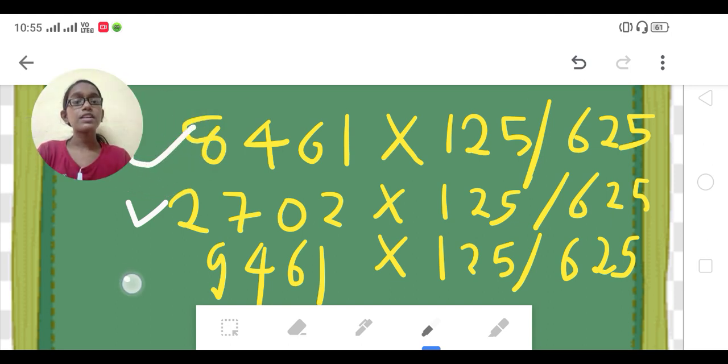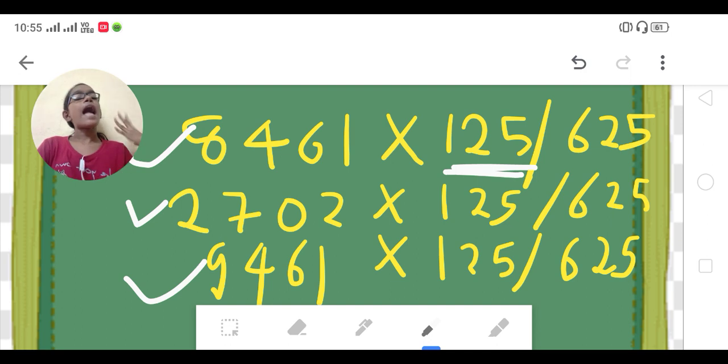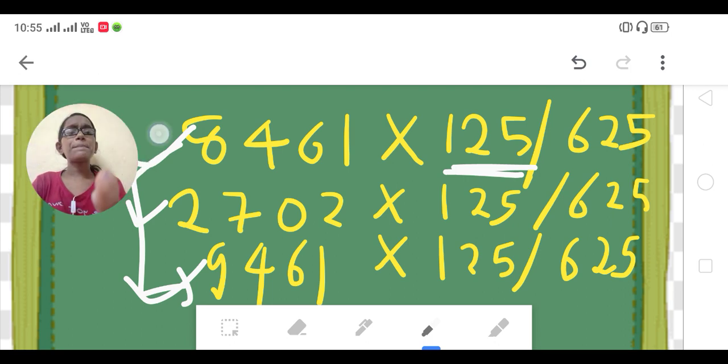So first of all, for 125, multiply the number by 25 and then add a 0 and then divide by 2. For 625, multiply it by 125, put a 0, divide by 2. Simple. Do the 3 examples frequently, accurately. Practice this at home so that you can get a better hold of this trick.